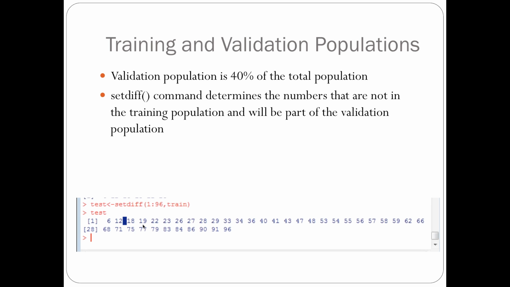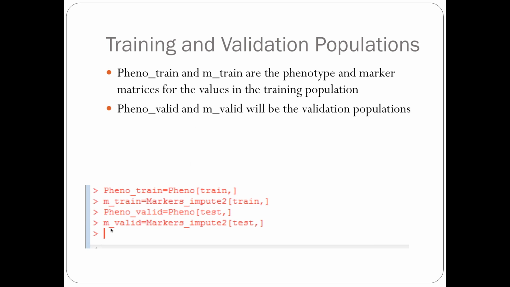So in order to get the row numbers for the validation population, I use the setdiff command. And this just gives us the numbers that were not sampled in the training population. So it's the validation population. And these are the 38 individuals that we will keep in our validation population. And again, if you're seeing different numbers when you run it, it's just because R sampled different numbers than what was sampled when I ran it.